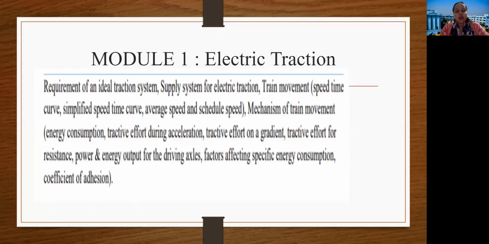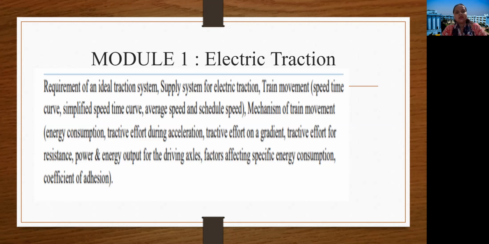So according to your syllabus, this is your first module, electric traction. Now, what is electric traction? The name traction you have studied in different types of subjects earlier. The devices that run on a track can be defined as traction, and those that get supply from electric energy are defined as electric traction. Now, this is the basic of electric traction.